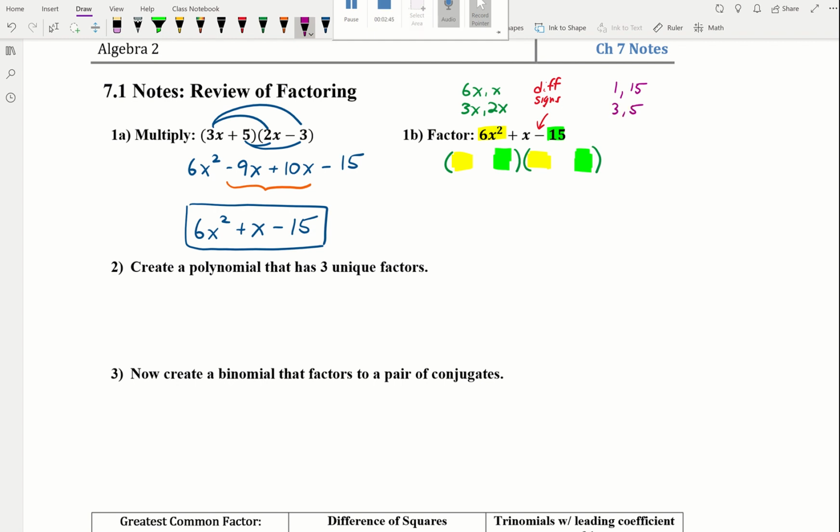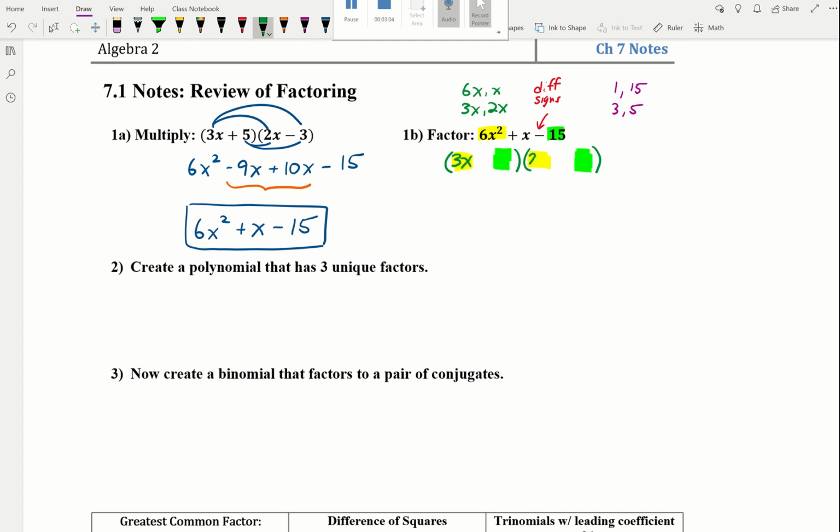Now, we don't know which combination to use. And that's where we have to have kind of this guess and check approach, where do we start with 6x and x or 3x and 2x? And we're not always going to know. So we have to be willing to be persistent. All right, I'm going to go ahead and start with 3x and 2x.